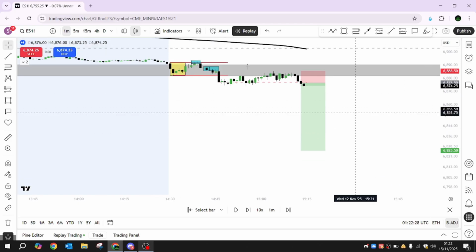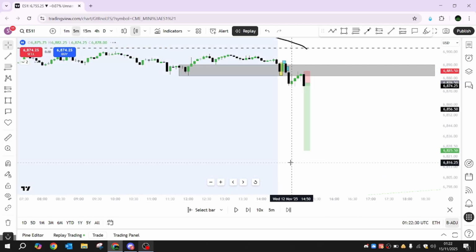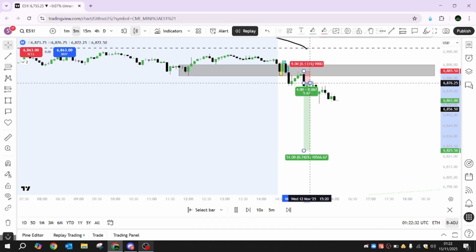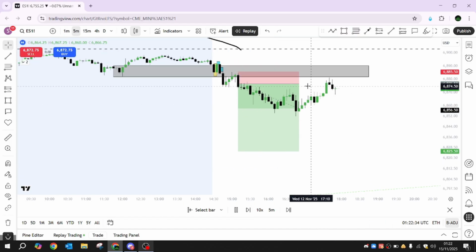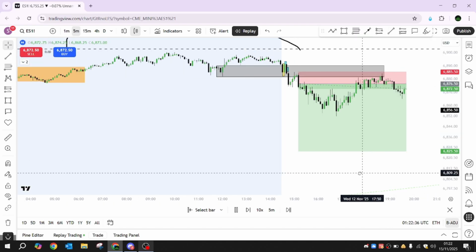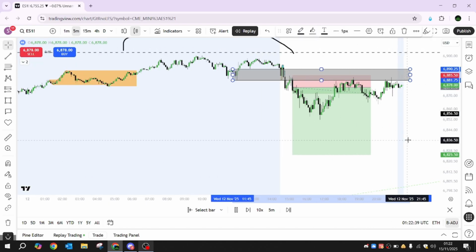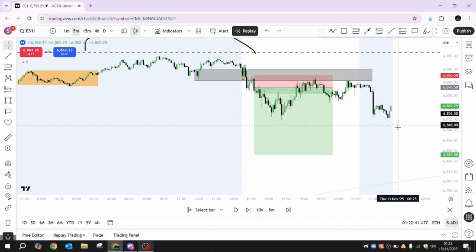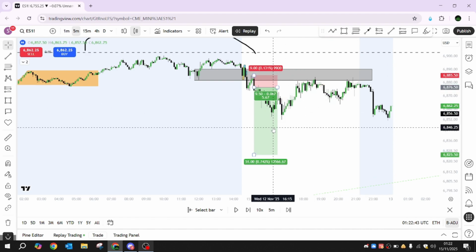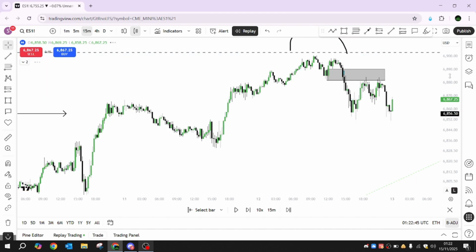So just going to a 5-minute chart now, this trade definitely did give another entry over here, and then of course we broke to the downside again. So that was Wednesday's trade, right? Wednesday the 12th. Now we go to the 13th.